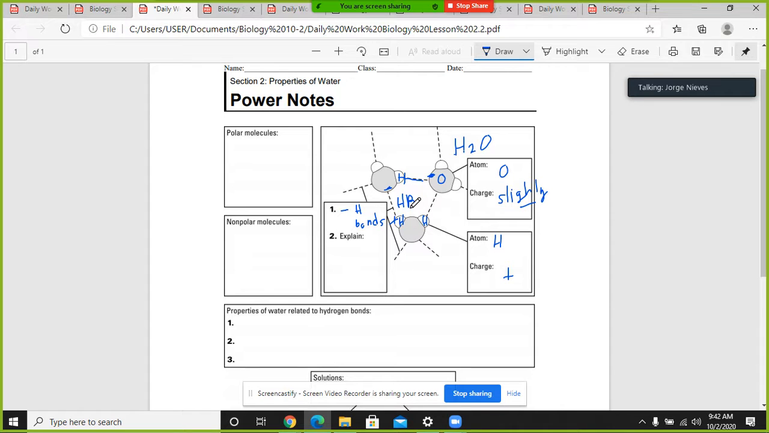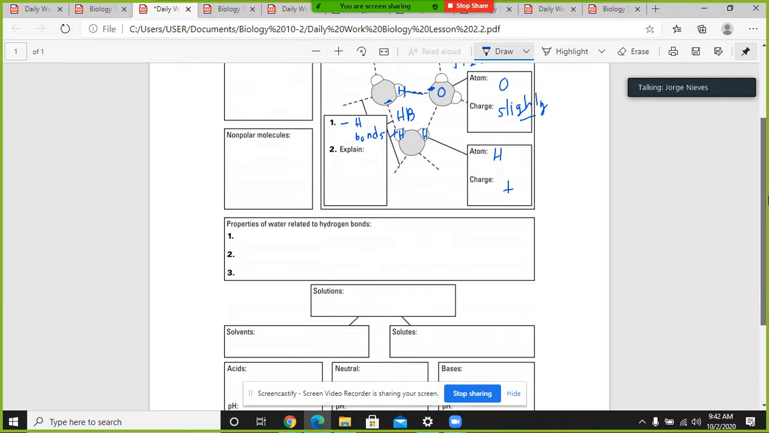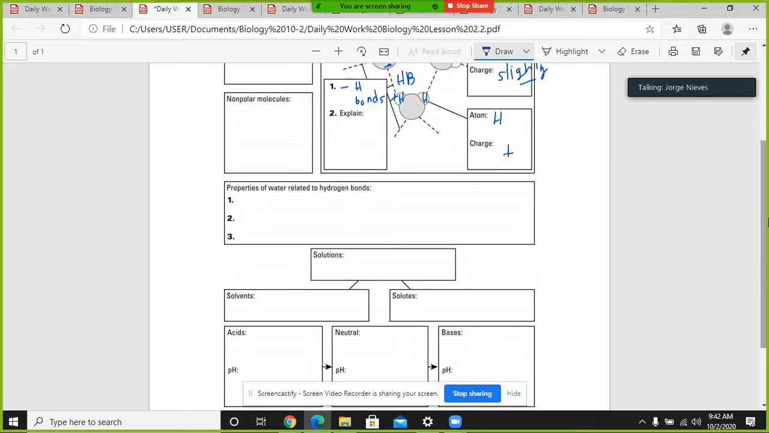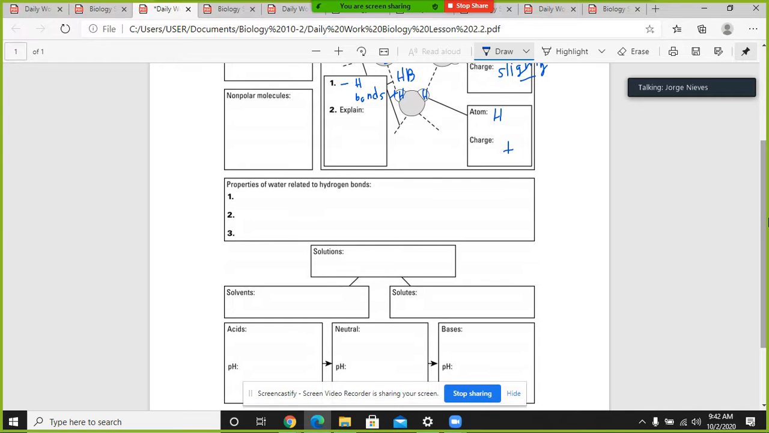pair of electrons. So next thing we can talk about is what are the properties of water related to hydrogen bonds. There are three main properties. The first one is high specific heat. When we talk about high specific heat, students, we are talking about a large amount of energy required to produce an increase in temperature. So that's the first property of water, high specific heat.